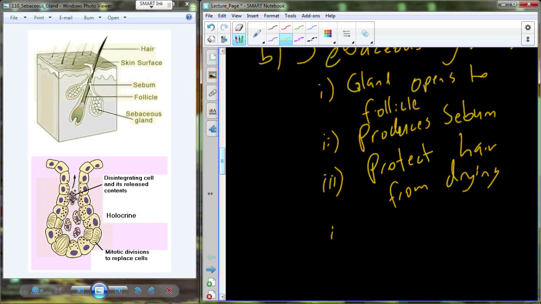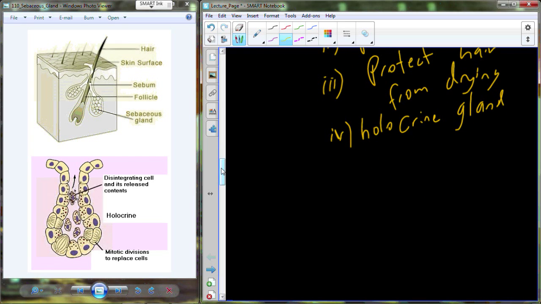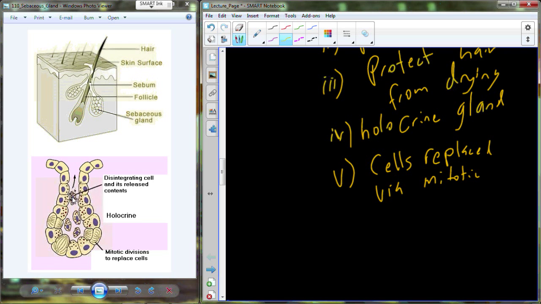The sebaceous gland is considered a holocrine gland, and again, the terms apocrine, eccrine, merocrine, and holocrine are all based off of how they produce and distribute their substance or material, whatever you want to call it. So sebum is produced through a holocrine gland process, and I've shown you a holocrine gland here. Basically, we have the release of the whole cell, and then that cell degrades, breaks apart, and releases the sebum. The cell that's been released and degraded is simply replaced by neighboring cells via mitotic division.